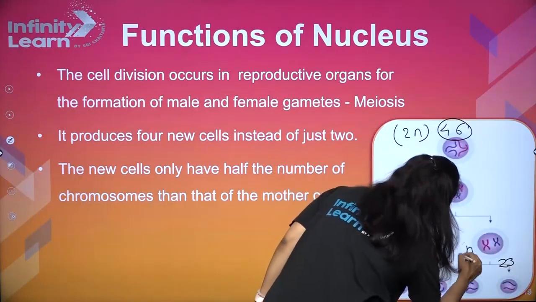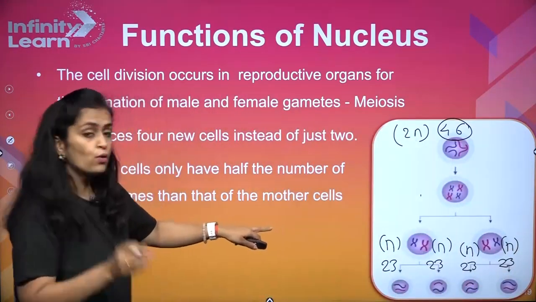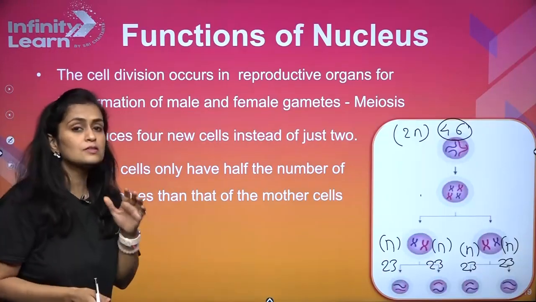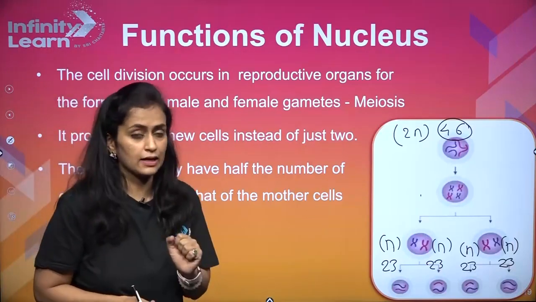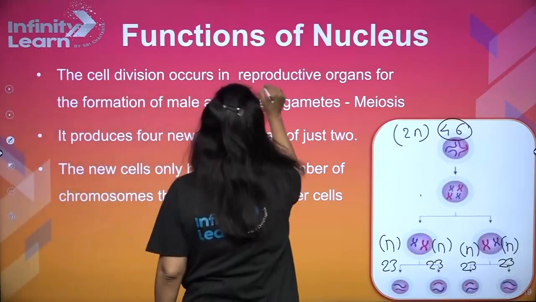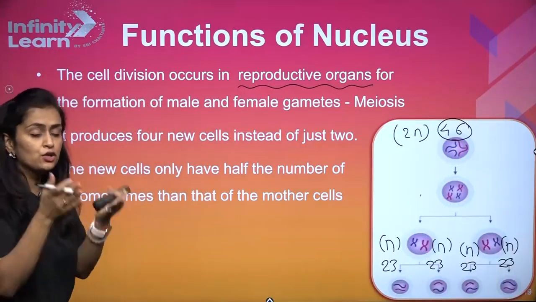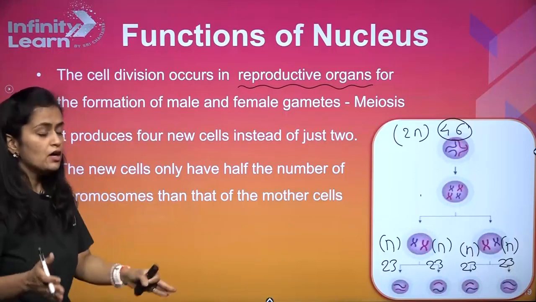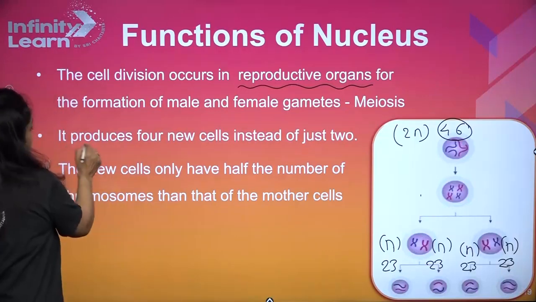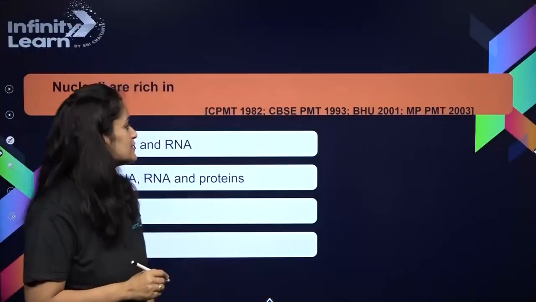So 4 daughter cells are produced which are haploid in nature, half, and this is seen only in the gametogenesis process. That means where the sperm or the ova, egg cells, are getting produced, right? So where is this occurring? Reproductive organs, because here is the process where cell division would happen to reduce the number of chromosomes to half, so that after reproduction we have restored it back to the normal number, right? So it produces 4 new cells in the end.